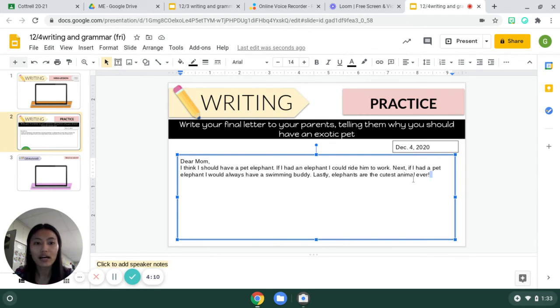Okay, so now I have the date of my letter done. I have the greeting of my letter done, and I have the body of my letter done. Now I'm going to enter down again so that I can do the closing of my letter. Remember, the closing is towards the very end of your letter, okay? So I'm going to write, love your sweet daughter. It looks like I spelled sweet wrong. Sweet daughter. And now I'm going to enter down one more time to put my signature, and that's the last part of our letter. Miss Cottrell.